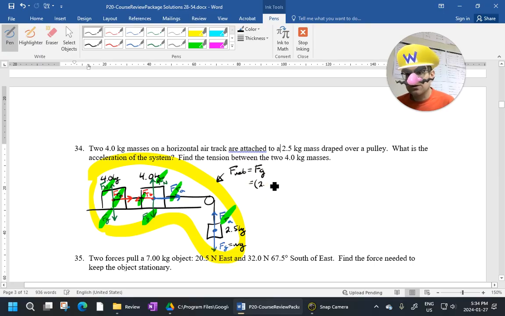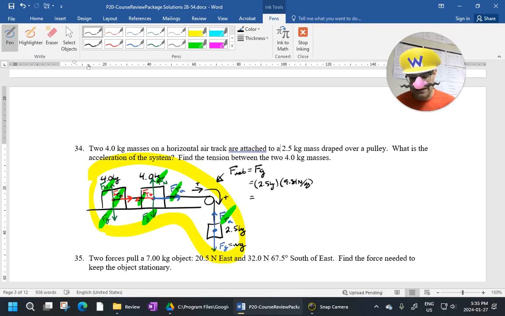It's 2.5 kilograms times 9.81. Let's just say that way is positive. That's 24.525 newtons. So my F net for this first part of the question, because I have to find the tensions eventually between the two 4 kilograms, the red ones I drew there.